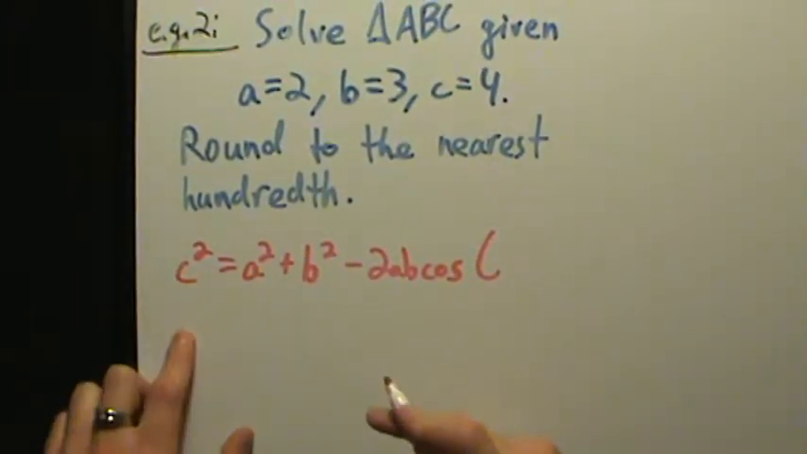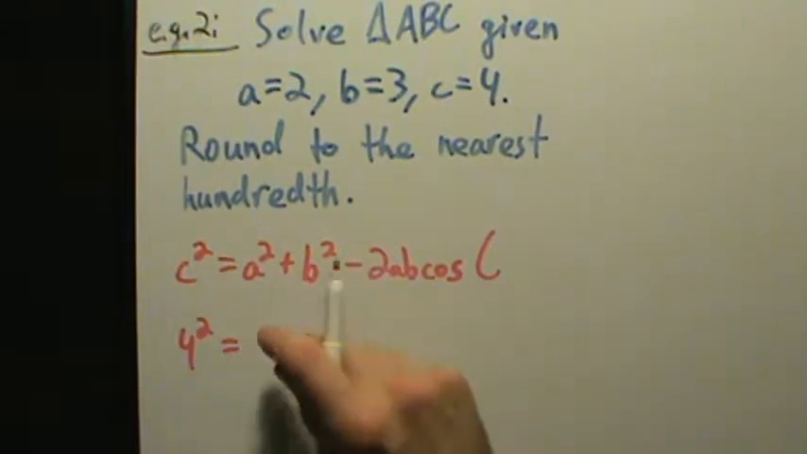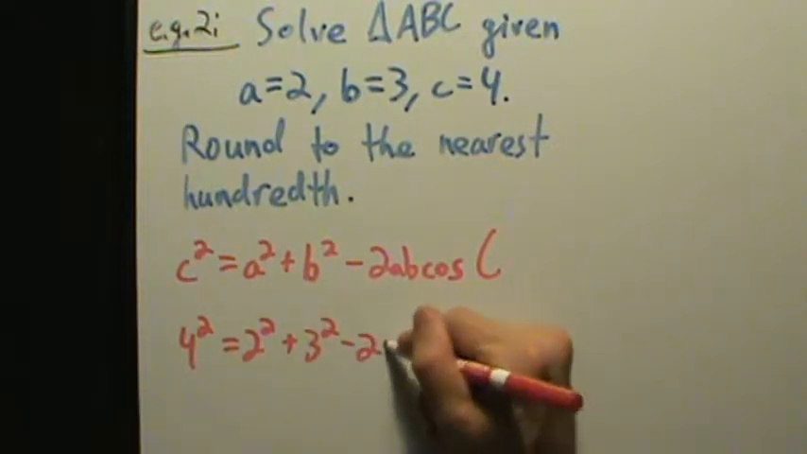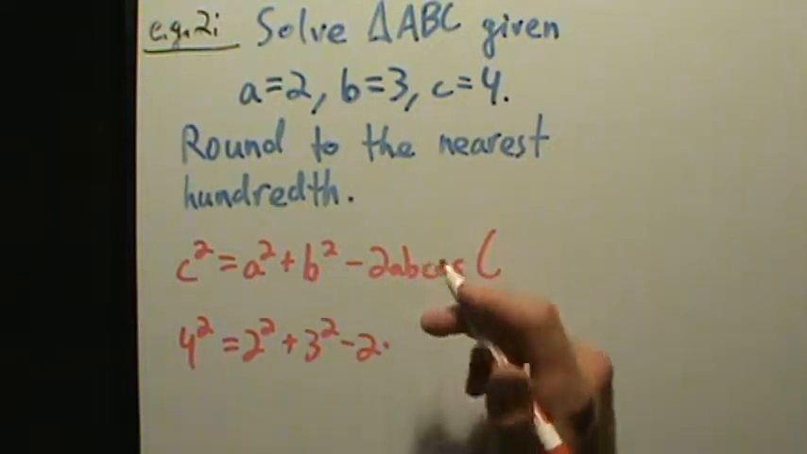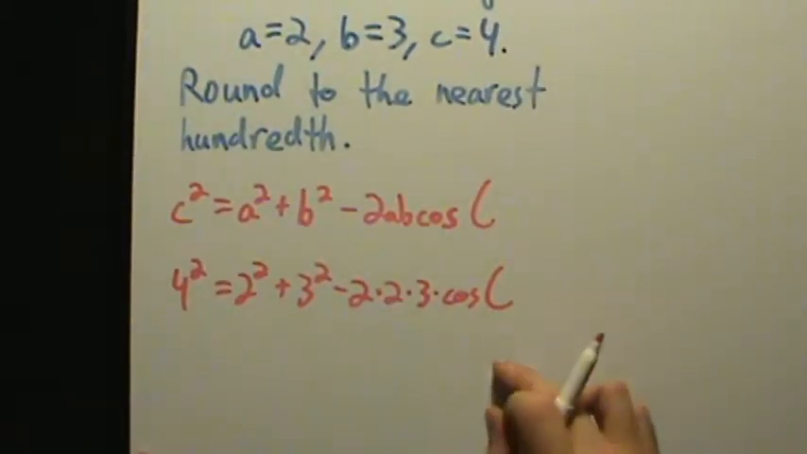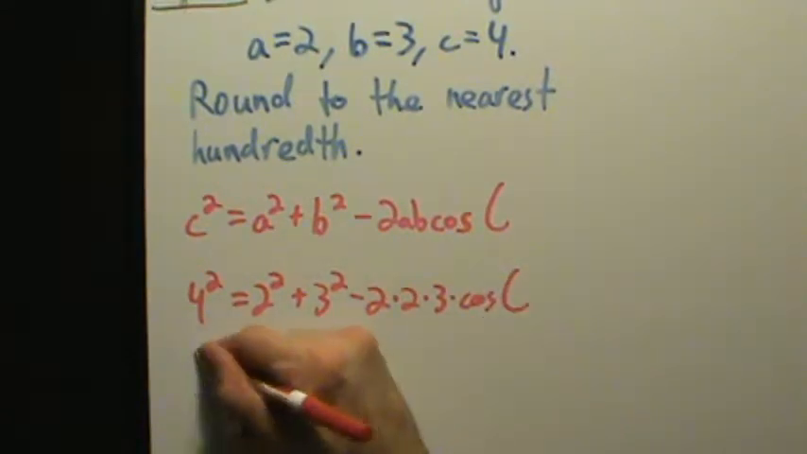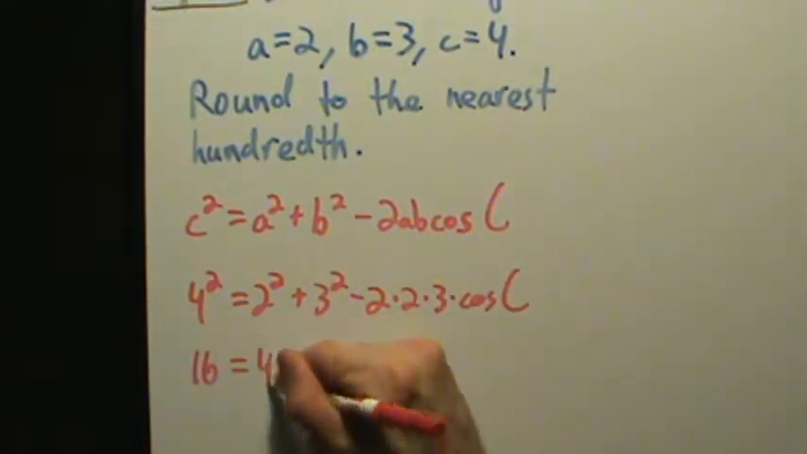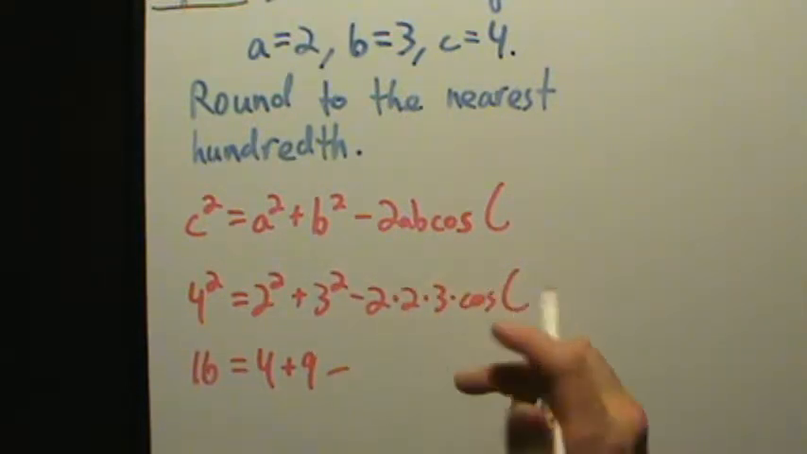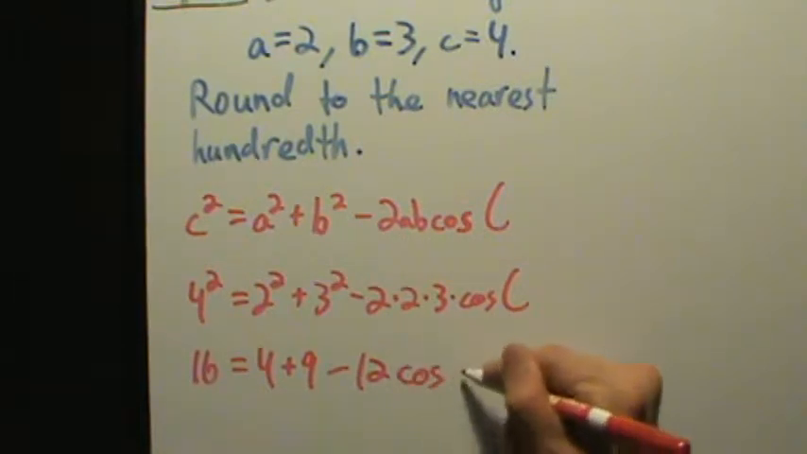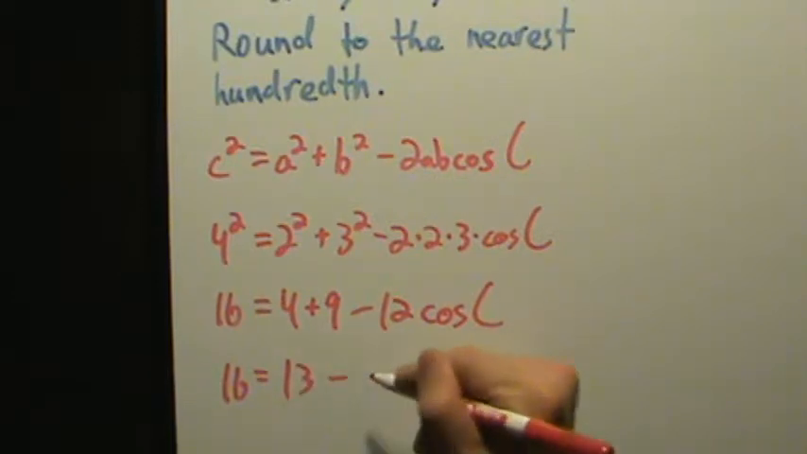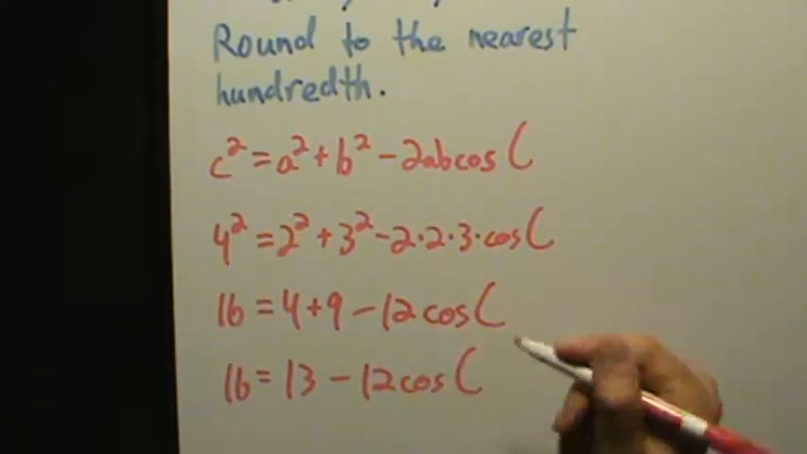So c is 4, so this is 4 squared equals a squared, which is 2 squared, plus 3 squared, minus 2 times ab, a is 2, b is 3, times the cosine of angle C. So we're going to find angle C. So this is 16 equals 2 squared is 4, plus 3 squared is 9. 2 times 2 is 4, 4 times 3 is 12, so this is minus 12 cosine of C. Then 16 equals 13 minus 12 cosine of C.